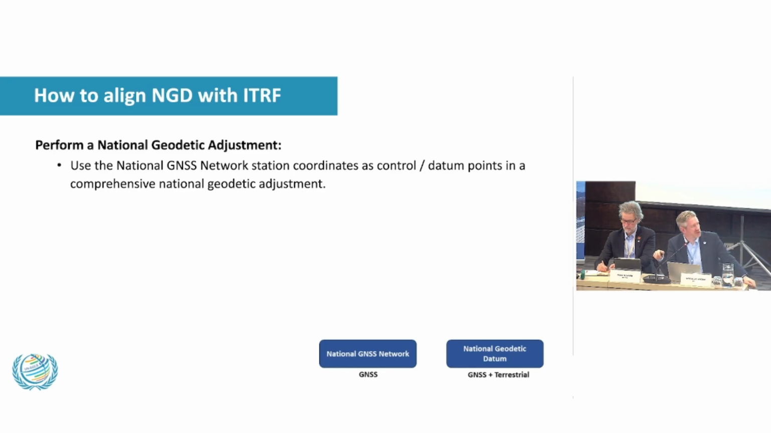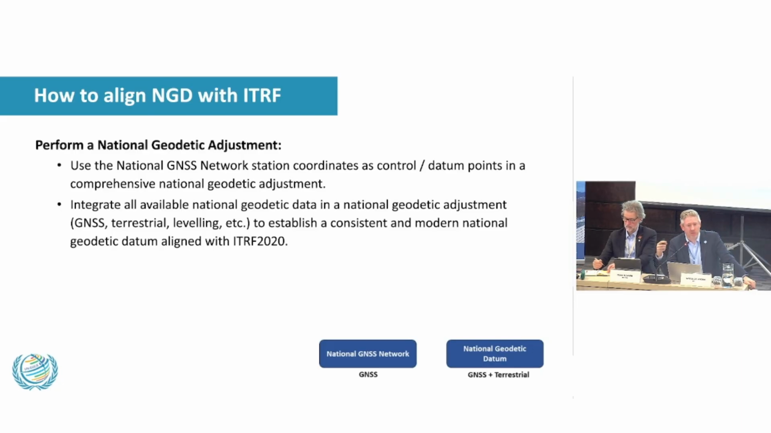So we use the national GNSS network station coordinates as the control or the datum points in this comprehensive national adjustment. We're integrating all our available national geodetic data into a single adjustment, so the GNSS, terrestrial, and leveling data, to establish a consistent and modern geodetic datum that's going to be aligned with ITRF 2020. This can be done using different types of software. One that I'd recommend you have a look at, which is modern and scalable, is DynAdjust. I've got some links to this at the end where you can see the user guides. This is open source software that's available.